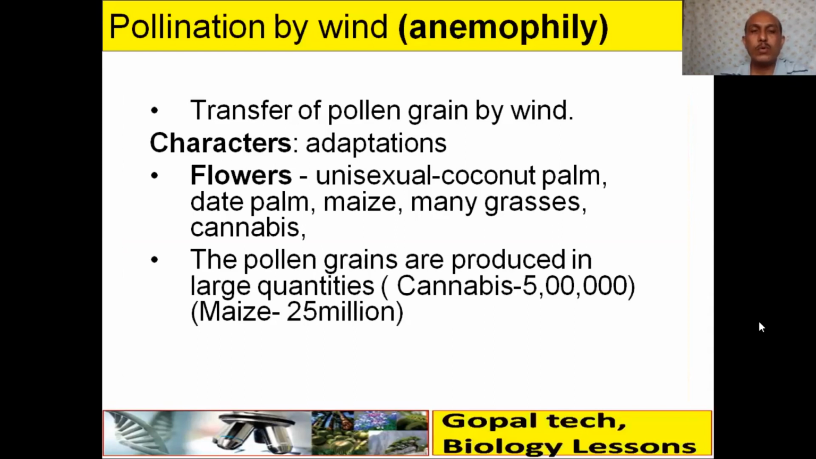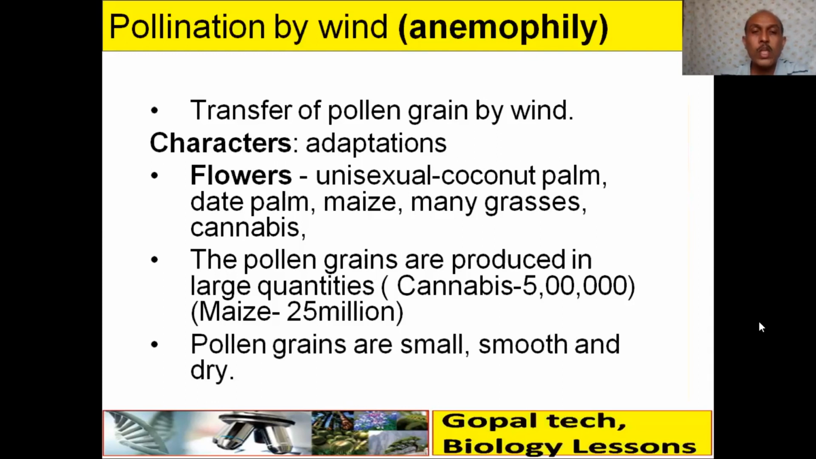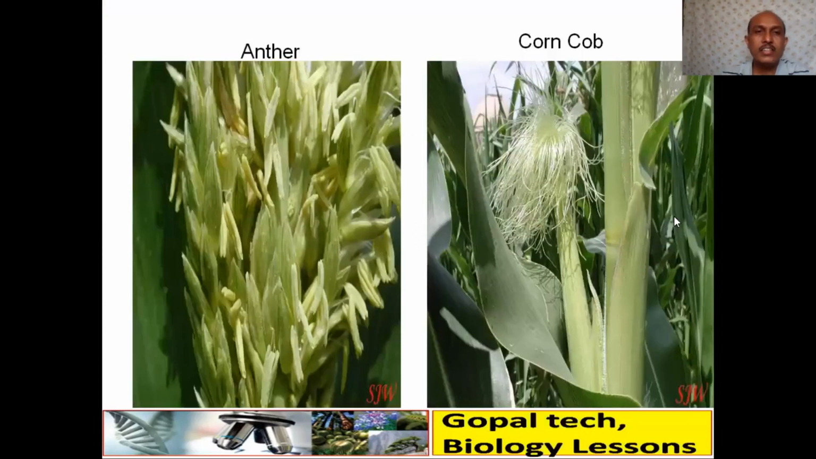The pollen grains are produced in large quantity, large number. Cannabis produces more than 5 lakh pollen grains. Maize produces 25 million pollen grains. Pollen grains are very small, smooth and dry and light in weight, they remain light. See that here the anthers, okay, anthers are versatile and exposed, and when the air comes here, they will move. See the corn cob, the stigma, okay, the style will be exposed and is a very sticky, hairy structure.